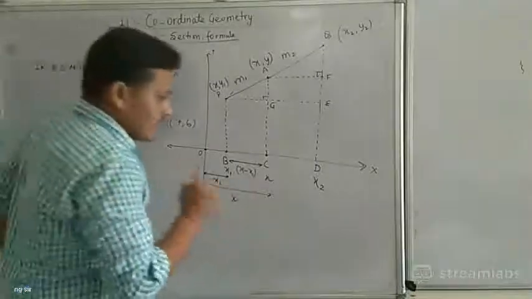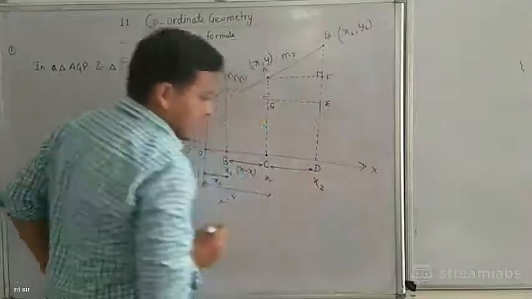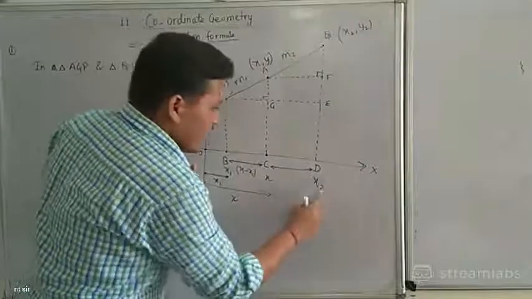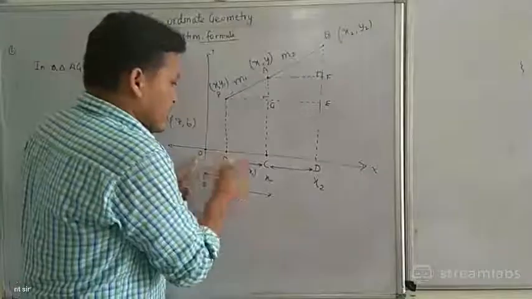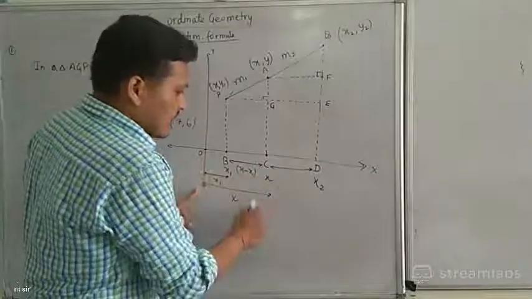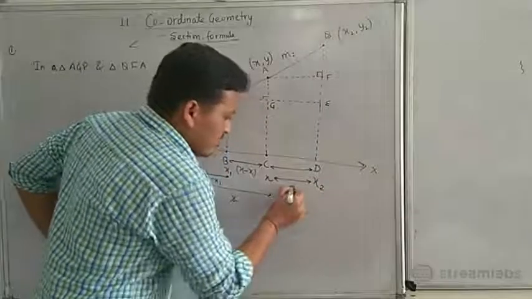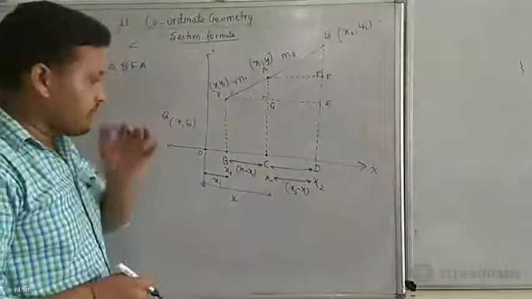Next, similarly, tell me what is the distance between C and D, from here to here? The total distance from the origin to D is x2, and from the origin to C the total distance is x. The remaining distance between C and D is our x2 minus x. x2 minus x. Any problem?